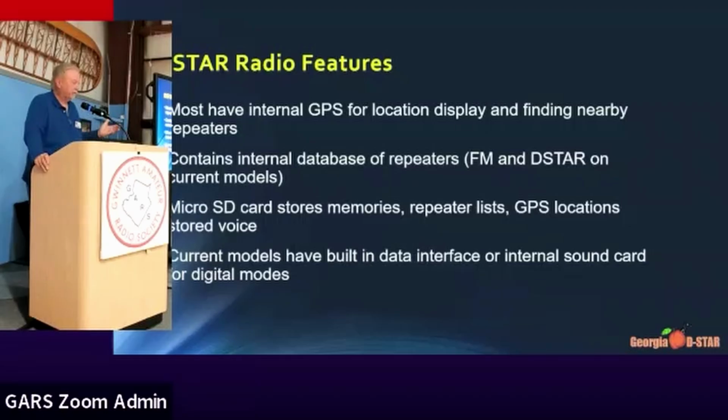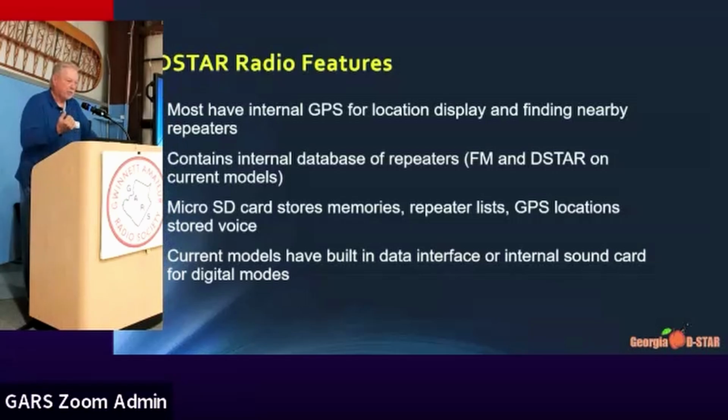Now, how's that used? Number one, I know my position. I can display my coordinates or Maidenhead grid or whatever on my radio because it knows where that radio is. It's got a GPS receiver inside. I can use that to find nearby repeaters because there are databases. In fact, one comes pre-programmed in the radio.